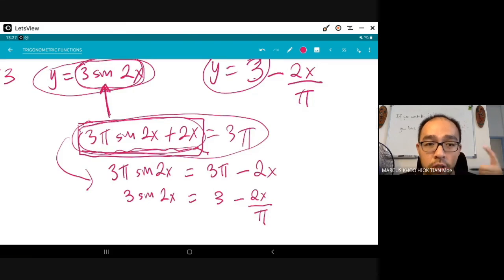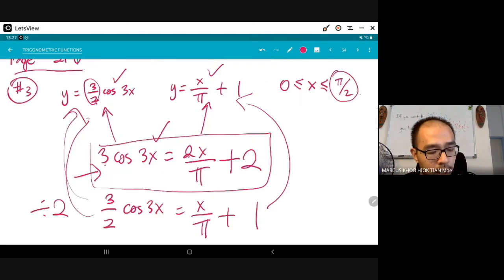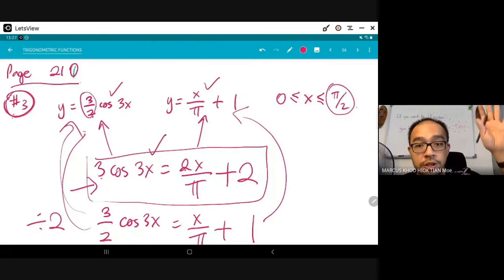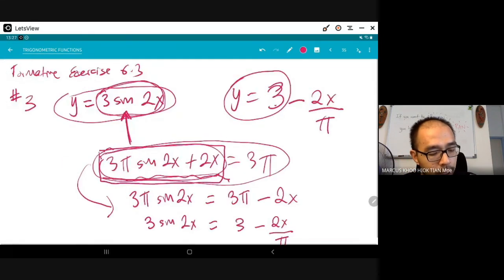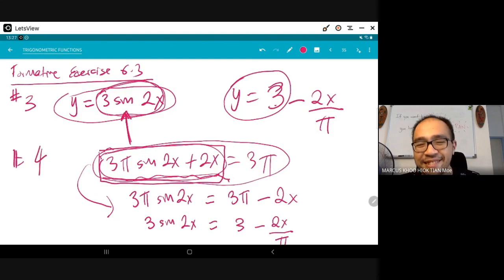Okay? So today, your assignment is 3 questions. 2 questions yang saya sudah bincang dan 1 soalan yang fresh, yang belum pernah saya bincang. I want you to try this on your own. So question number 3, yang di atas itu, page 210 question number 3. And then question number 3 in formative exercise 6.3, and obviously question number 4. Question 3, 3 and 4.